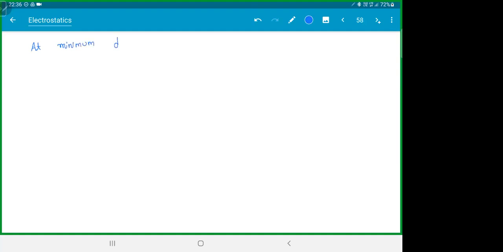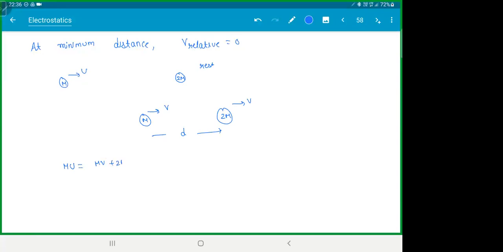At minimum distance, V relative is 0. That means both are going with a common velocity. We are done. So mass m, speed u, and this is 2m at rest. Then finally, when they come closer, the speed will be V dash. This speed also will become V dash, and this distance is d. This is what you have to find. Conservation of linear momentum: mu is equal to mv plus 2mv. So v is u by 3.